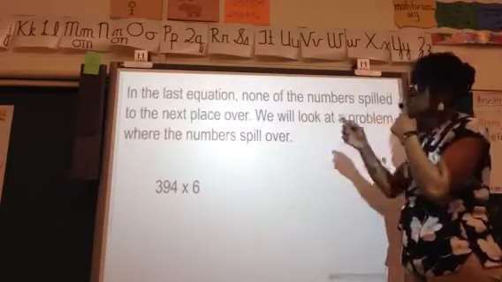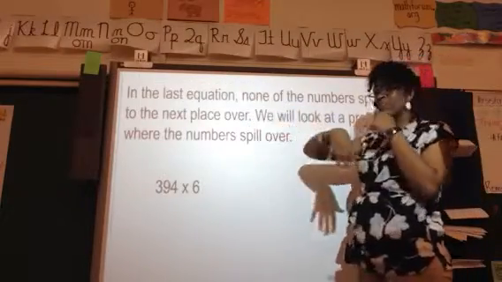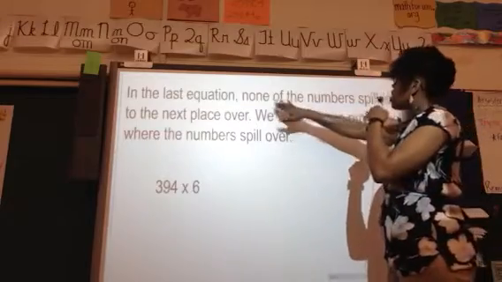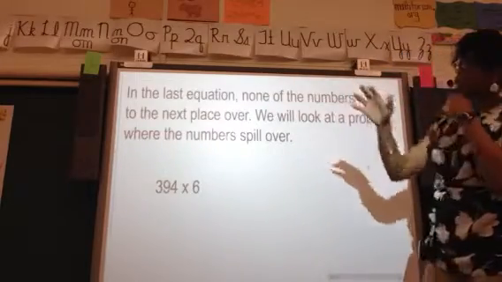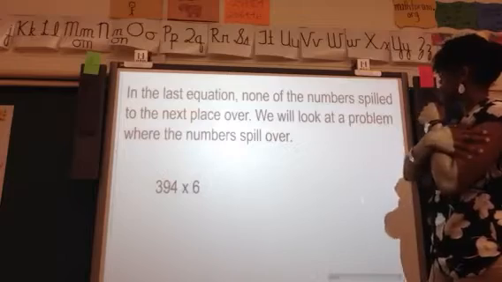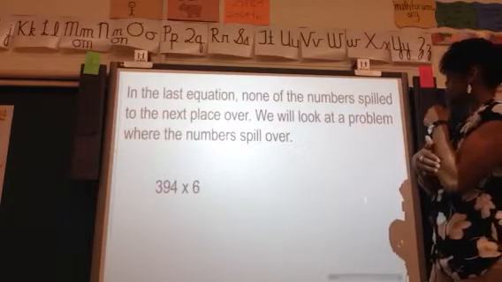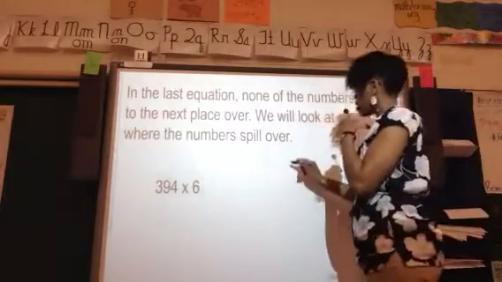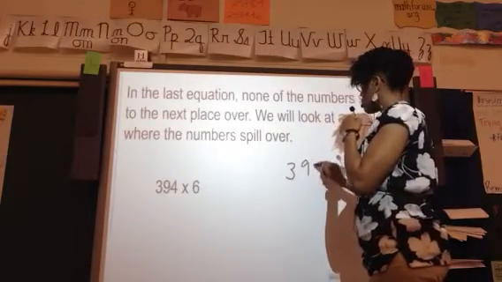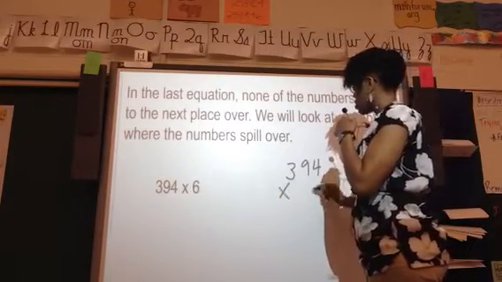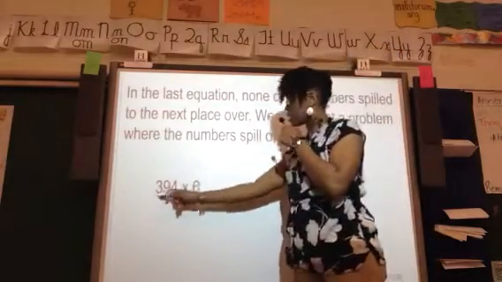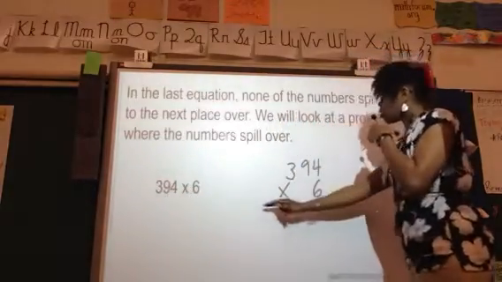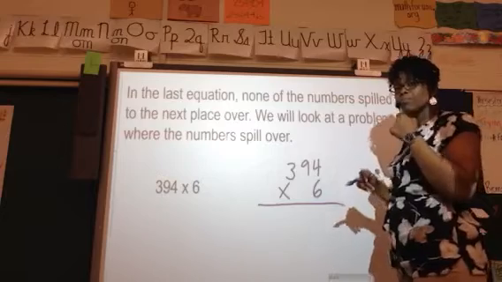So for this one, in the last equation, 524 times 2, none of the numbers actually had to spill over to the next place. So let's look at a problem where they do have to spill over. So let's do 394 times 6. This is set up horizontally. Let's set it up vertically. Stack it up. You want that larger number at the top.